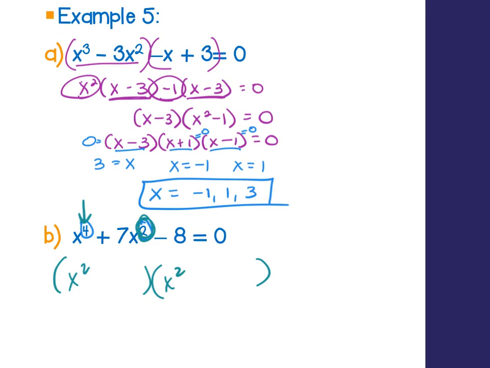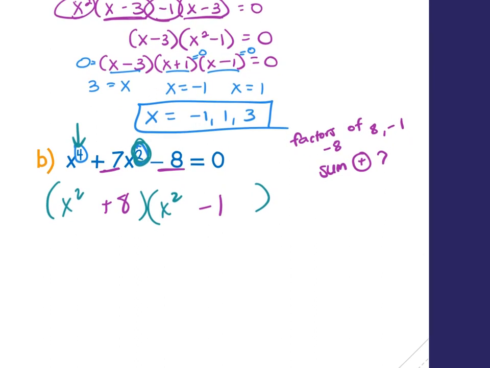Now I have to look at negative 8 and positive 7. And I want to ask myself, what are the factors of negative 8 that sum to positive 7? That's a positive 8 and a negative 1. So one gets the positive 8 and one gets the negative 1.